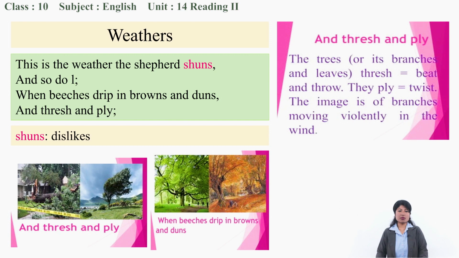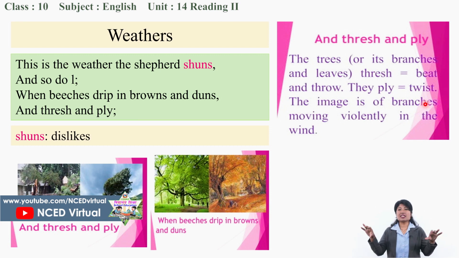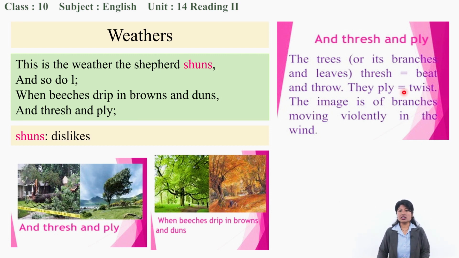Okay, wind blows here, you can see in the picture. And the trees are blown like this. The leaves shake continuously, they beat continuously, and the leaves and the branches twist with each other, right? To twist with each other.